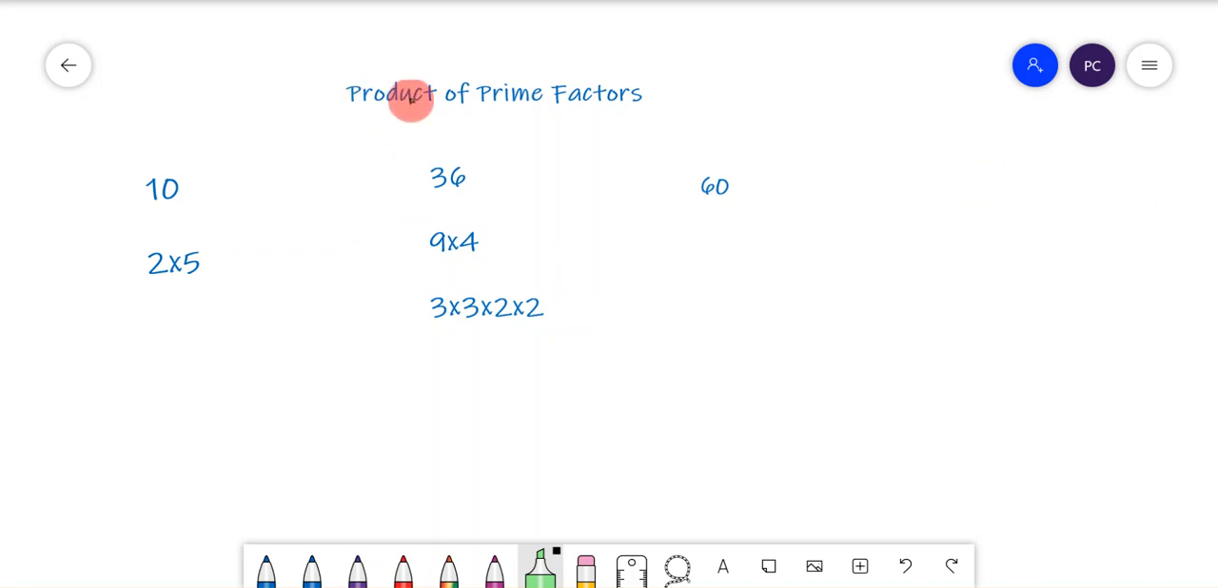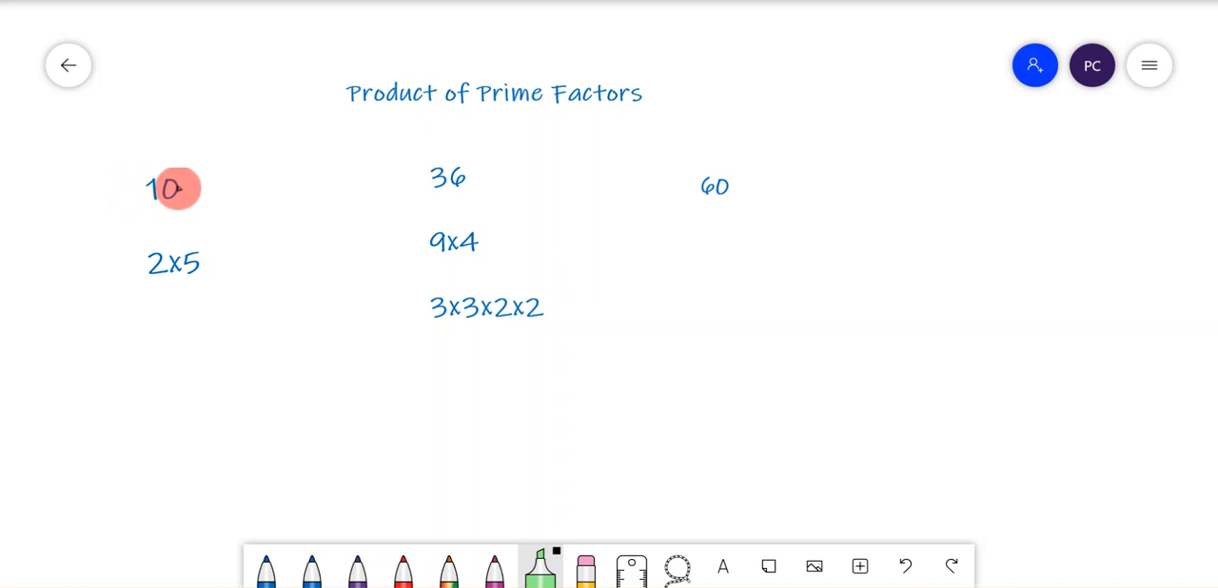So the product of prime factors. When you see this word product, product means the answer when you multiply numbers. The product of prime factors then is you take a particular number, you break it down into the factors that are prime for that number, and then when you multiply those numbers by each other, it should give you the number, okay? So with that in mind, let's look at some examples.